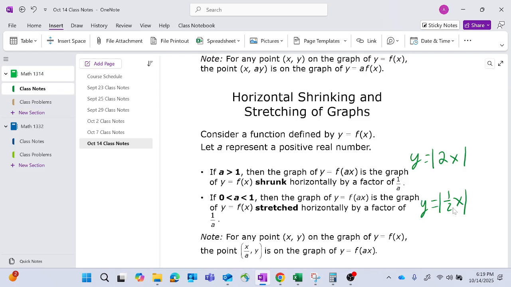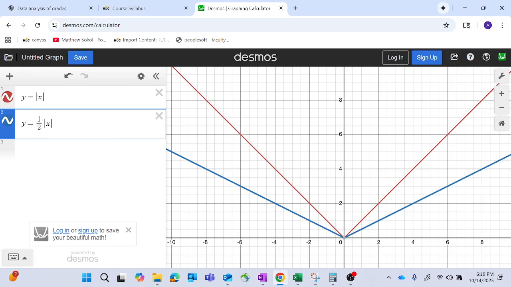Everyone done here? Or you need a little more time? You good? All right, let's go on Desmos then and see what this will look like.